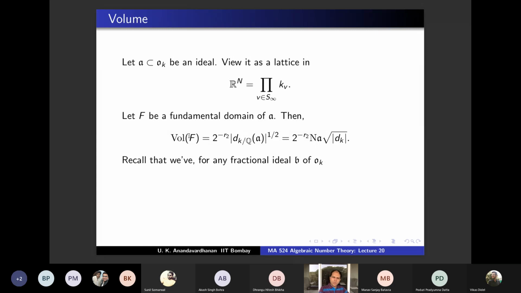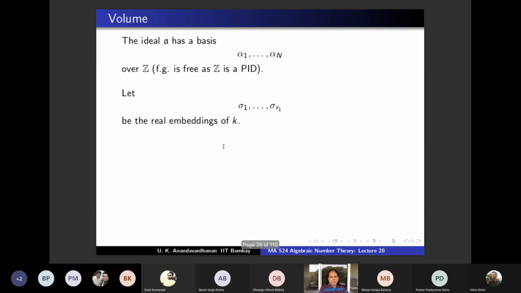Yeah, correct. No, there's no mistake. We had the square of the volume equal to the discriminant. So volume is the square root of the discriminant. There's no problem. And 2 power 2 R2 gave you 2 power R2. So this is fine. So that's a proof. So this is okay.